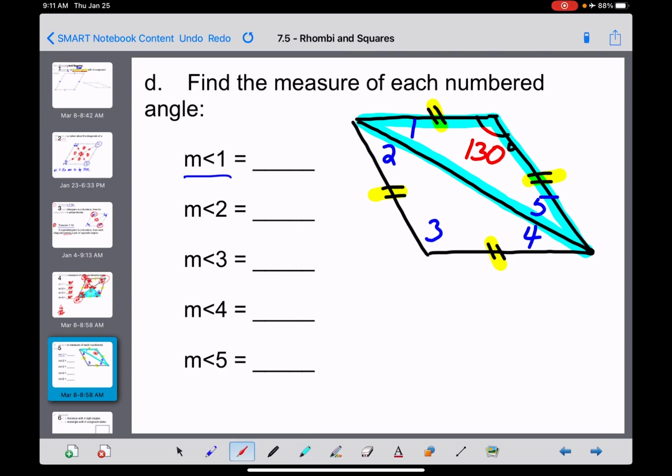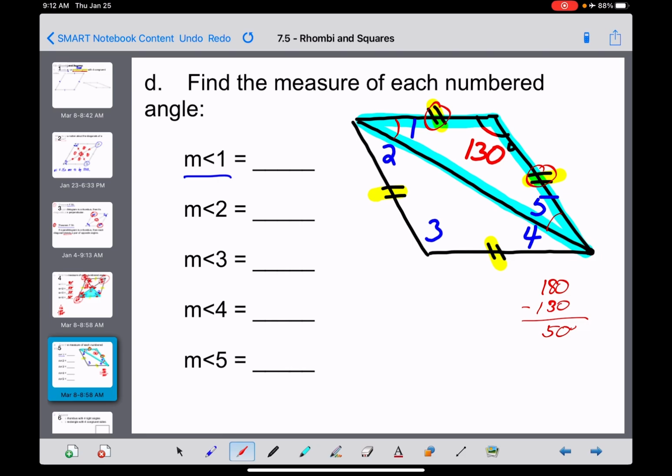That tells us something we already knew, that angle 1 and angle 5 have to be congruent to each other because those two angles are opposite or across from two congruent sides. So let's go all the way back to chapter 4 when we studied triangles. How would we find the measures of the two base angles in an isosceles triangle? Well, we know that the sum of all three angles needs to be 180. So I would subtract my vertex angle of 130 and get 50 degrees.